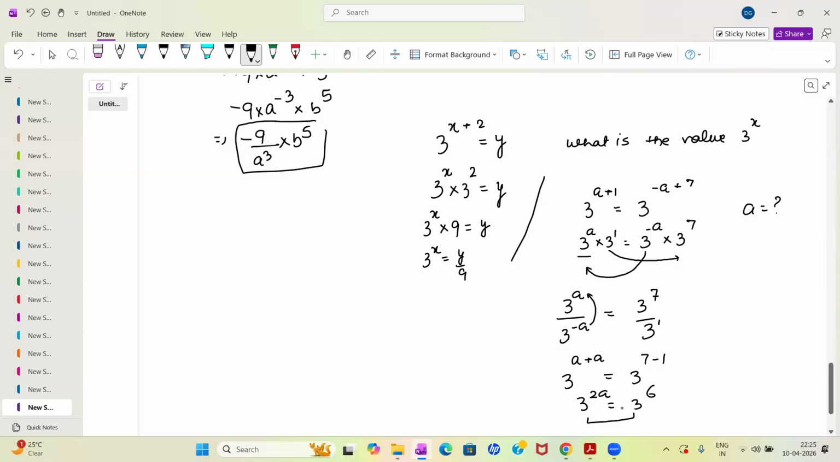If the base is the same, then the powers will be compared. So 2a is equal to 6. So a is equal to 3. One more question.